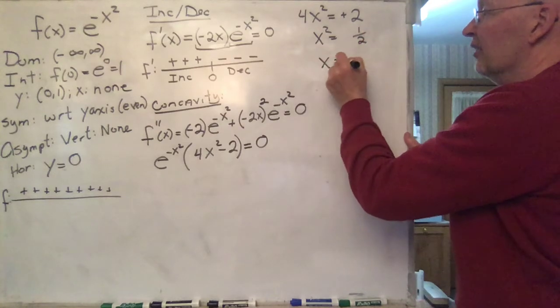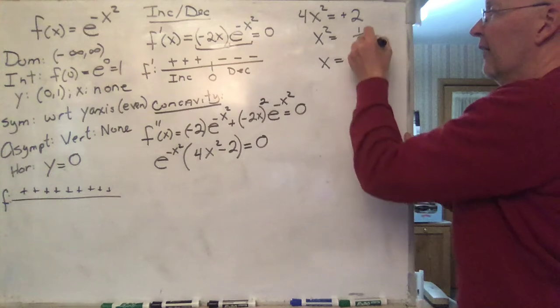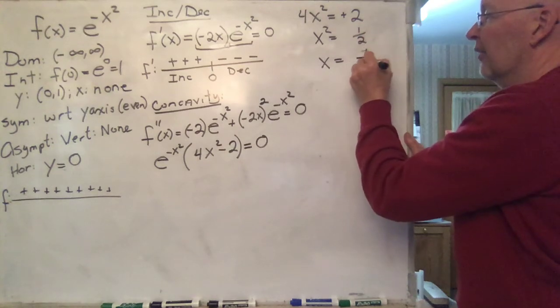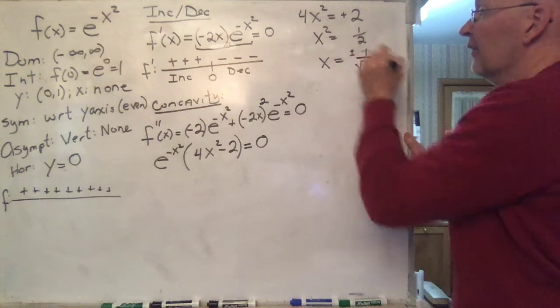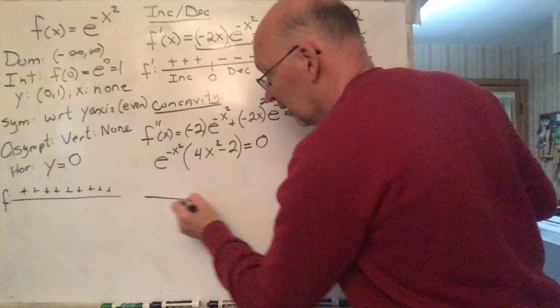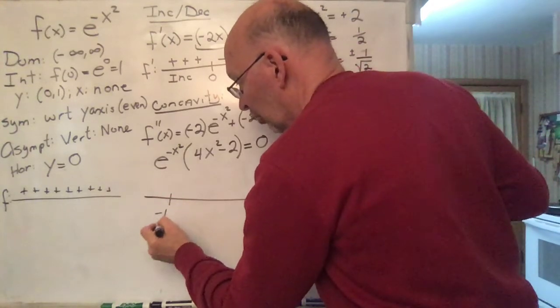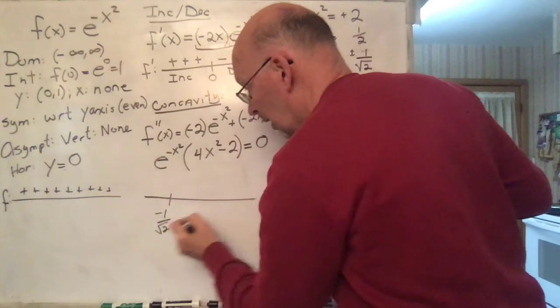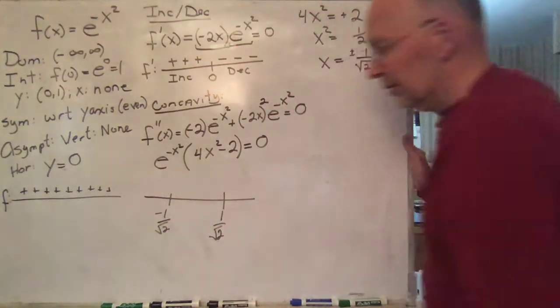And so x is equal to the square root of 1/2. And the square root of 1/2 is the square root of the top divided by the square root of the bottom. And you have both the positive and the negative square root. So those are the places right there where the second derivative is going to be 0. Negative 1 over square root of 2 and positive 1 over square root of 2.